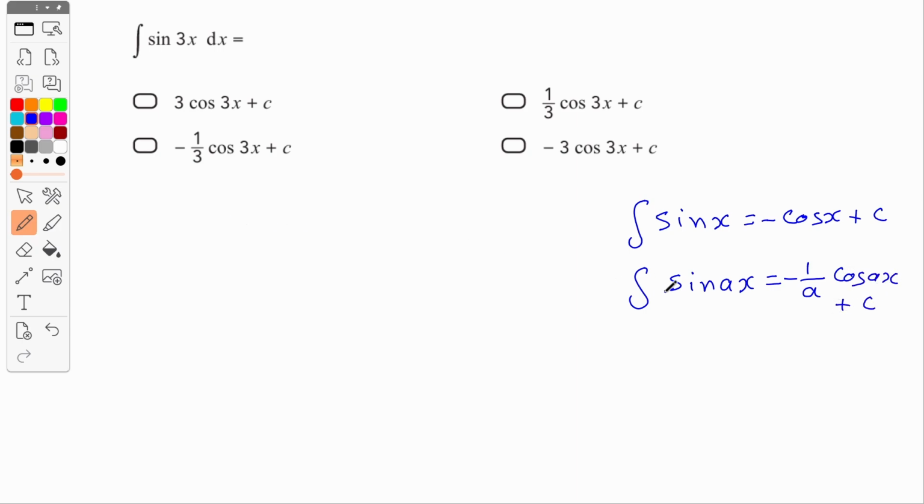Let's carry out this formula here. The integral of sin 3x dx will be equal to negative 1 over 3, this 3, cos 3x plus c. So the answer of this one, we need to shade this answer: negative third cos 3x plus c.